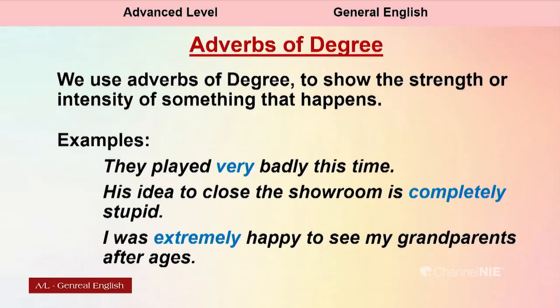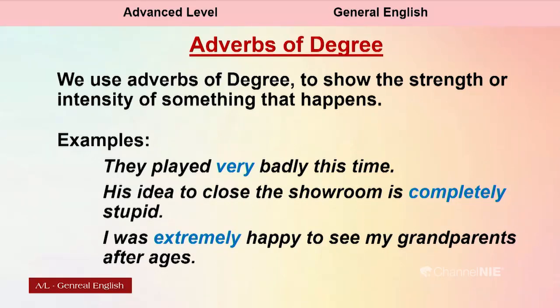We use adverbs of degree to show the strength or intensity of something that happens. Examples: they played very badly this time, right. When you take the cricket team, you can simply say they played badly this time, and when you say very badly, that degree goes a little higher and the intensity is higher, right.